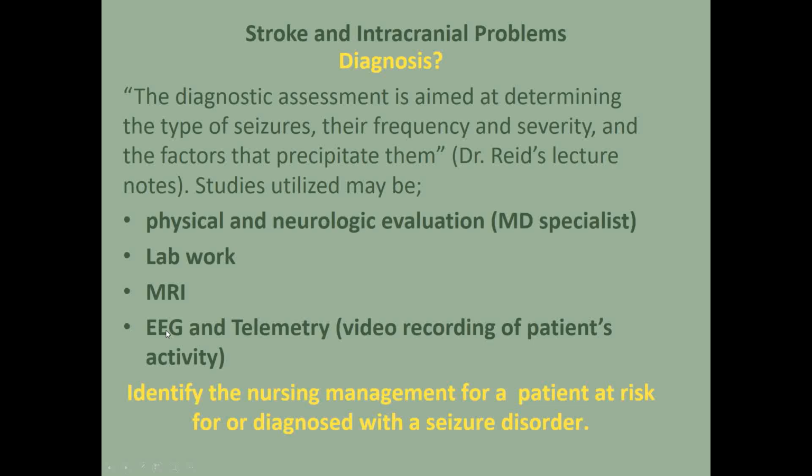Of course, they're going to do a physical and neurologic evaluation. We have to make sure that all the lab values, such as sodium and those kinds of things that markedly affect the nerve impulses in the brain, are normal. And then, of course, there's an MRI, and this would be to rule out, if it's not known whether this patient has some kind of physical problem, such as a tumor.